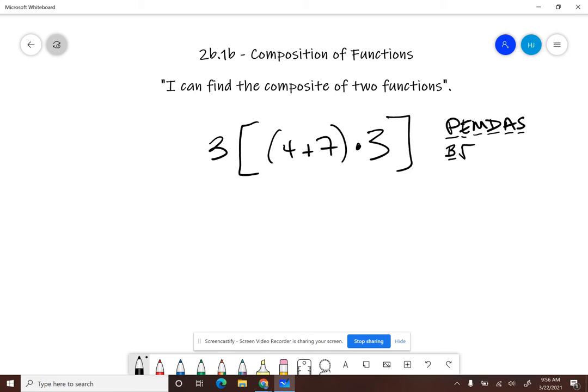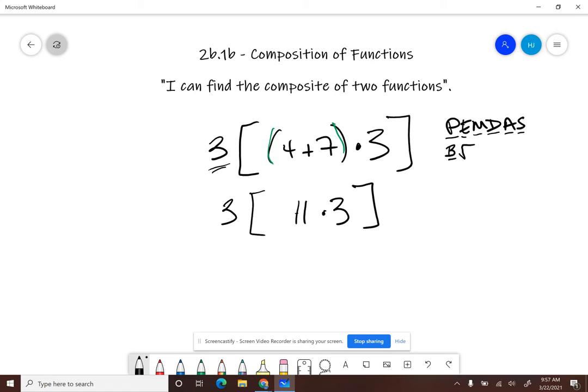Really, the reason I'm using this problem is I want you to understand that in order to solve this, you have to work from the inside out. I'm not even worried about this 3 that's out here on the outside right now. All I'm worried about first is getting the inside solved. So I would start with these parentheses right here and do that work first. Our 3 would just hang out here on the outside. We could keep our bracket, it would be fine. So then I would have 4 plus 7, which is 11, times 3.